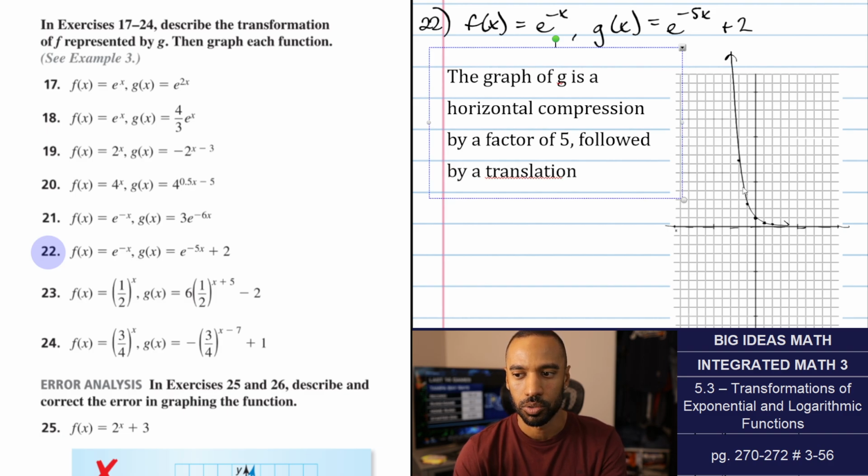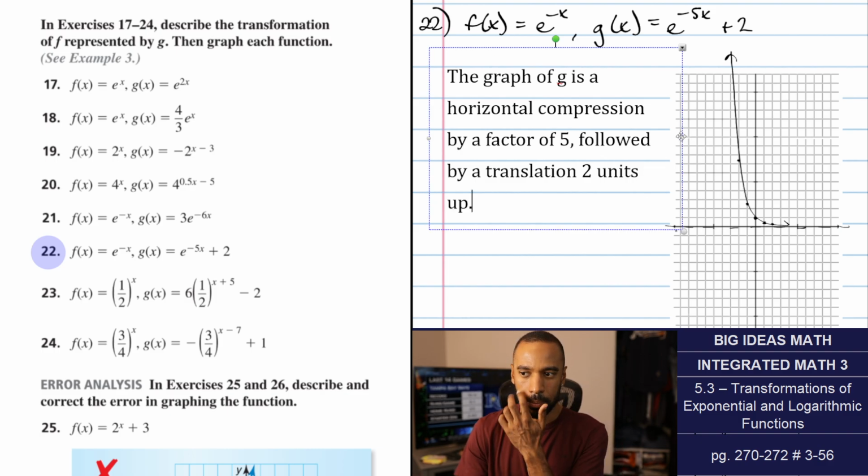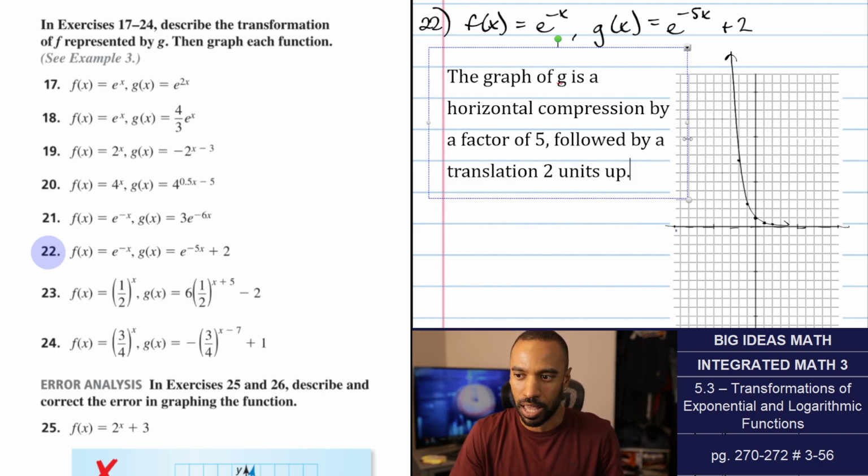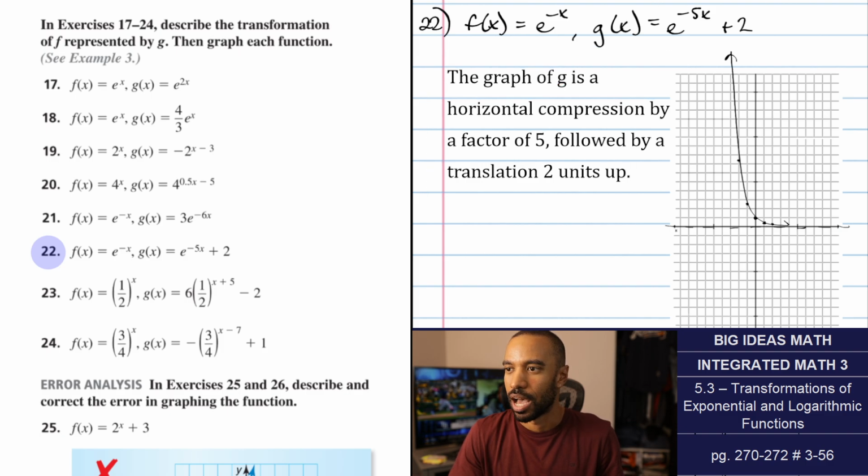Technically, you could translate up beforehand anyway because horizontals shouldn't affect verticals in that way. But I am going to start with the translation regardless. You know me. I'm going to go 2 units up from the asymptote. To the 0 power, we still get 1 up from the asymptote like that.